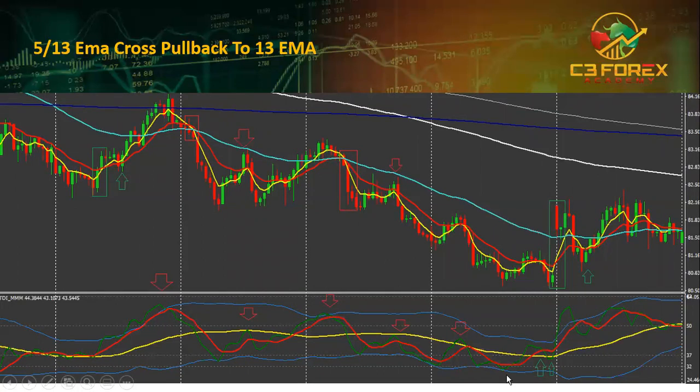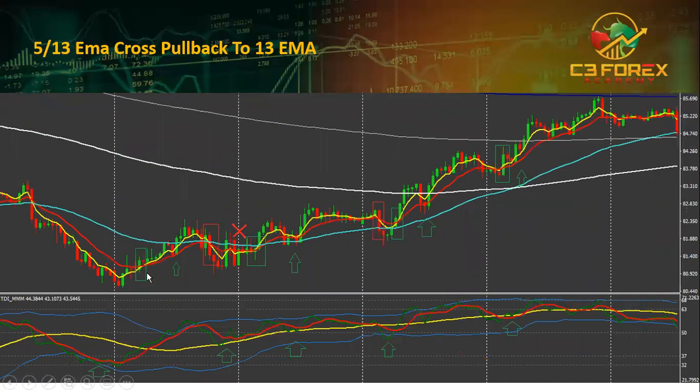Market baseline is sitting at oversold. You get a shift, right? And it pulls back to the 13. In this example, it doesn't bounce off the market baseline. You got a shift, pulls back to the 13, rise, okay? This shift, right?